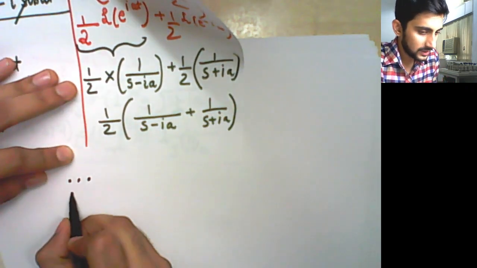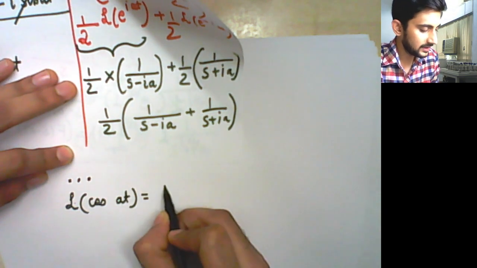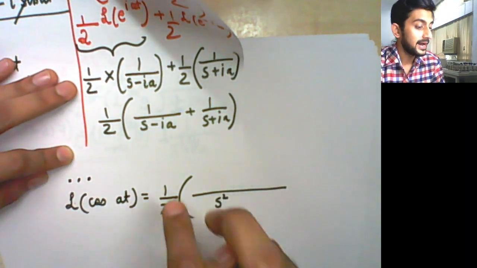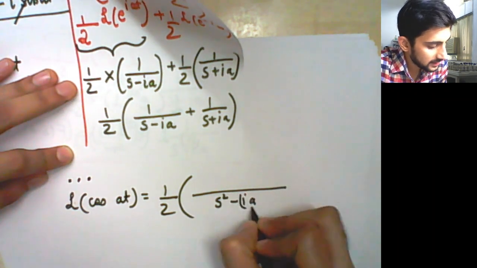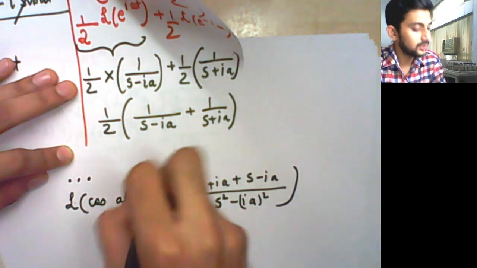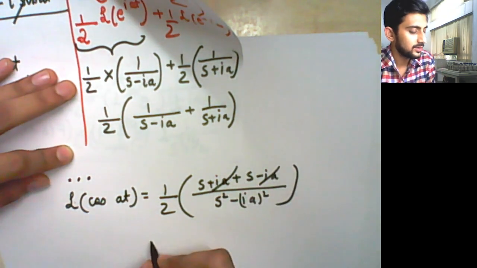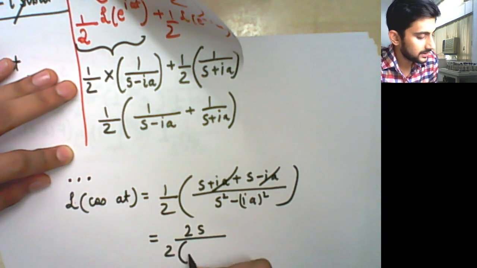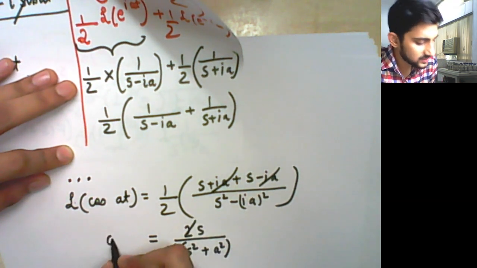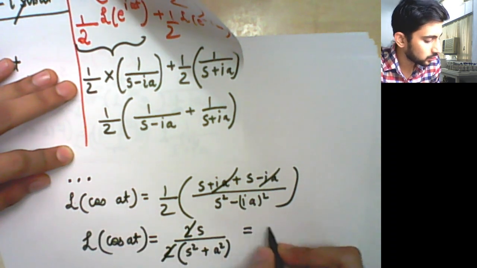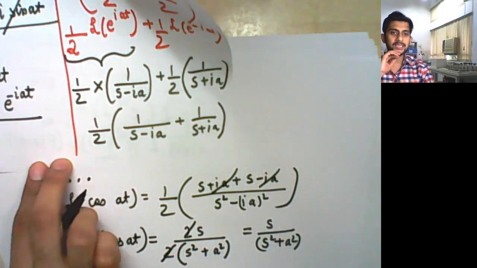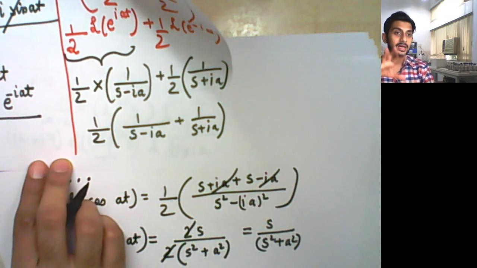From here, if we solve, Laplace transform of cos at, we will get half of, you can take the LCM, a plus b times a minus b becomes nothing but a square minus b square, s square minus iota a whole square. Okay, in the numerator it becomes s plus iota a plus s minus iota a. When you take LCM and solve it, plus iota a minus iota a cancels, and it becomes 2s upon 2. Now you see s square minus iota square a square gives another negative sign, so it would become plus. 2 by 2 cancels. So actually the Laplace transform of cos at is s upon s square plus a square.